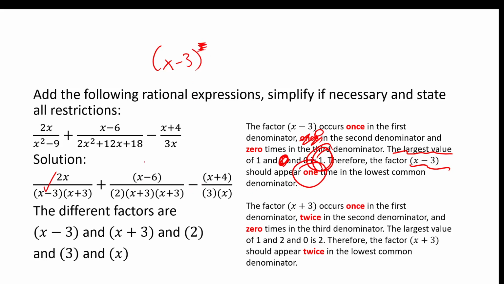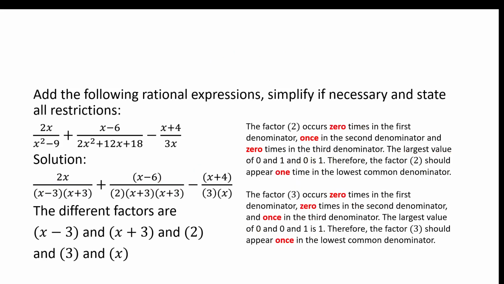Now let's look at the factor x plus 3. Well, the factor x plus 3 occurs once in the first denominator. It actually occurs twice in the second denominator, and it occurs 0 times in the third denominator. So the frequencies are 1 and 2 and 0. The largest of those values is 2. So therefore the factor x plus 3 should appear twice in the lowest common denominator. So we start building our LCD, and it looks like this so far: x minus 3, x plus 3, x plus 3. We're not done though. So we keep on going. Let me just recap what we have so far: x minus 3, x plus 3, x plus 3.